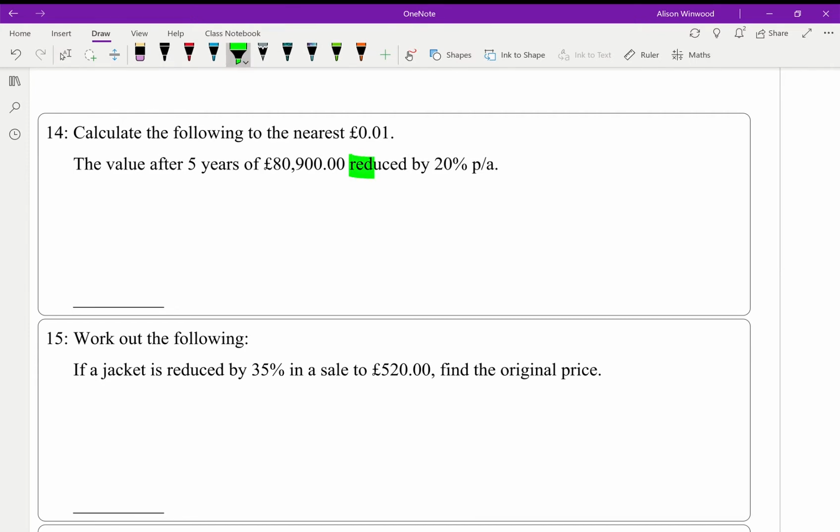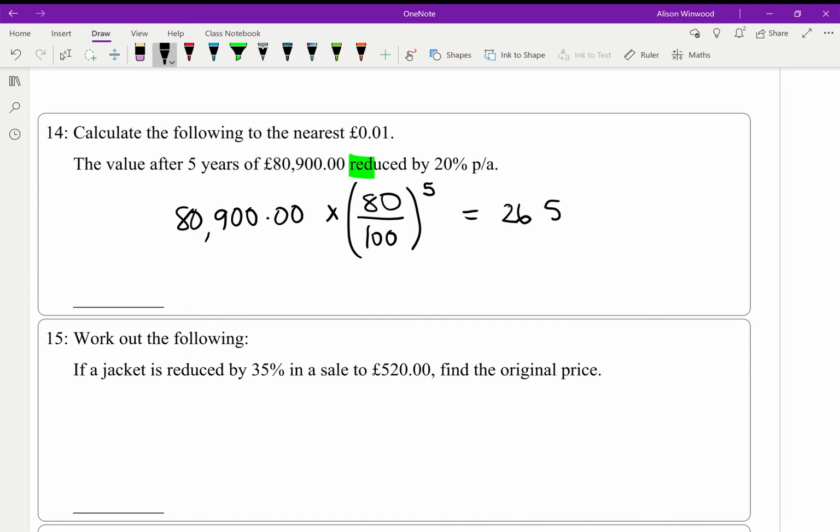A reduction means we're going to do 100% subtract that percent. So 100 subtract 20 is 80. So we're talking about 80%. We had £80,900, and this reduction goes on for 5 years. Leaves us with 26509.312. Again, we're dealing with money, so we'll go with the first 2 decimal places.